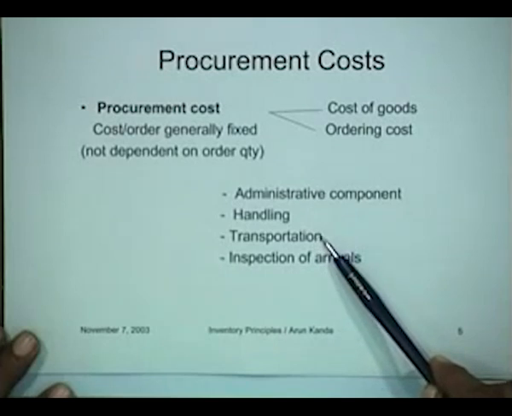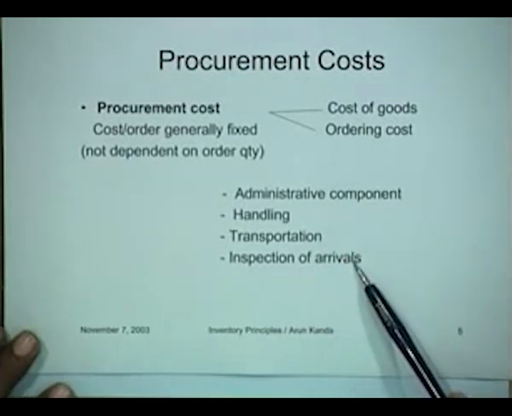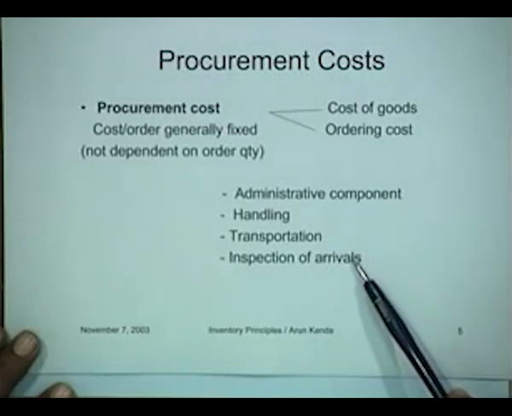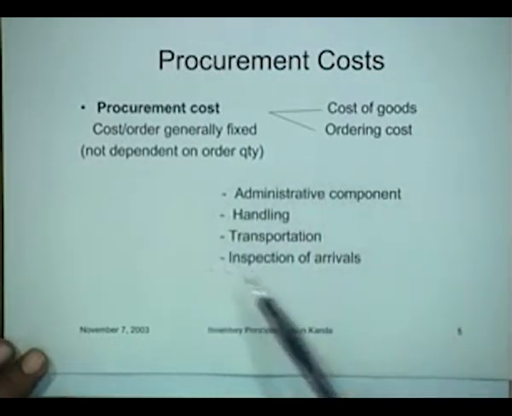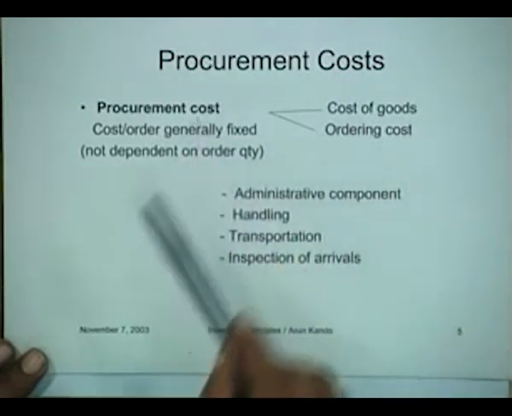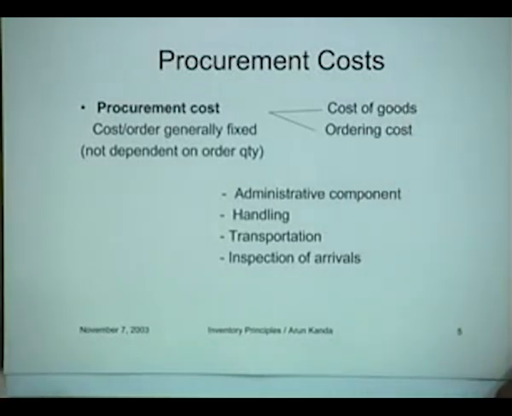Then there is a cost of transportation, and then there is typically the cost of inspection of arrivals. Once the items are received within your premises, you inspect them to find out the nature of the arrivals. Are they okay, good, bad, how many breakages have taken place, and so on. All these costs go into the ordering cost component of the procurement cost, and the cost of goods is basically what you pay to the vendor as the cost of the goods.